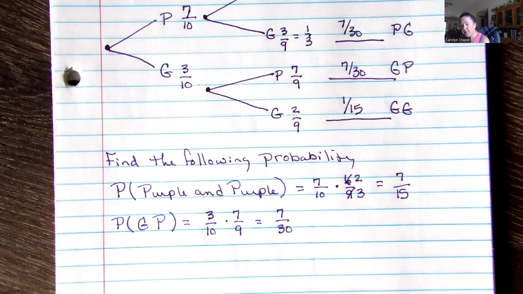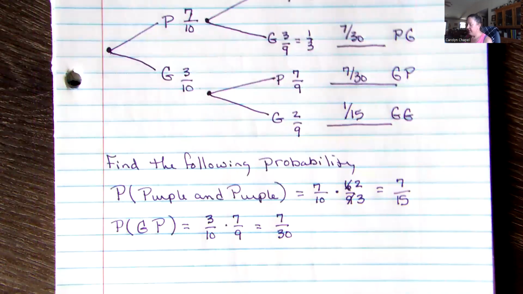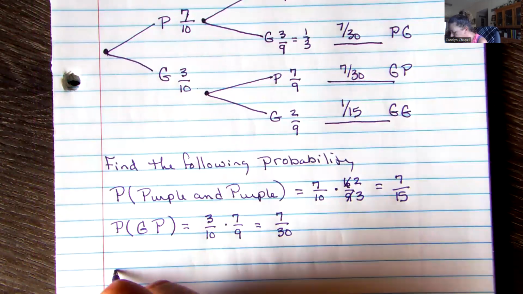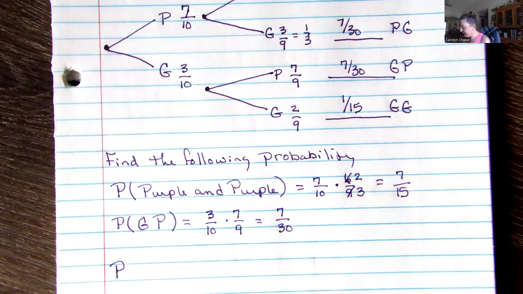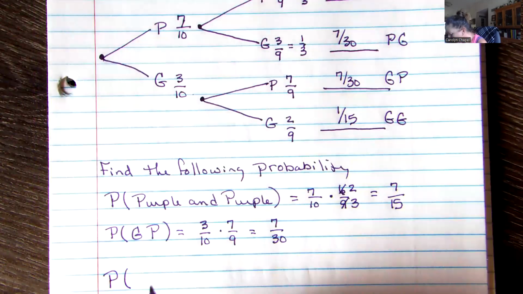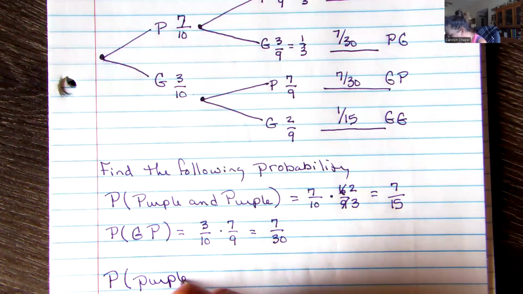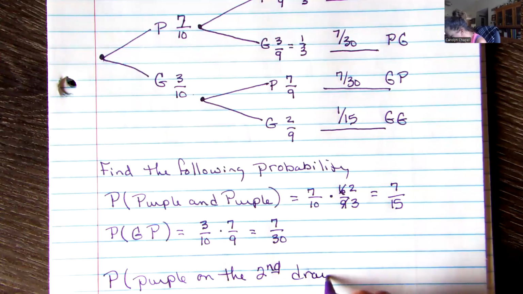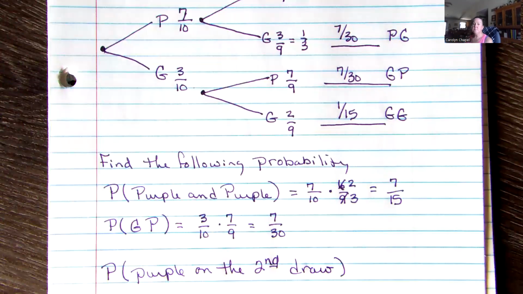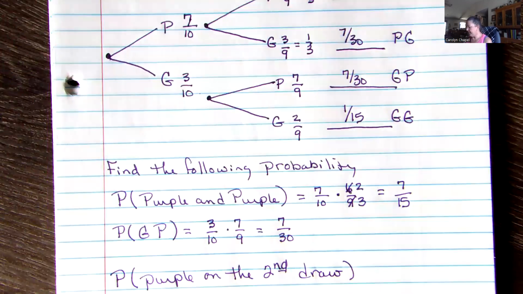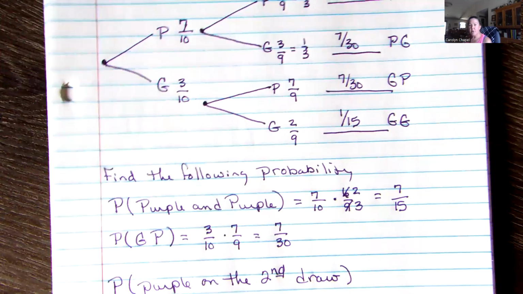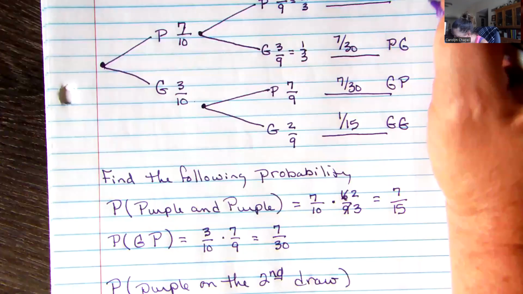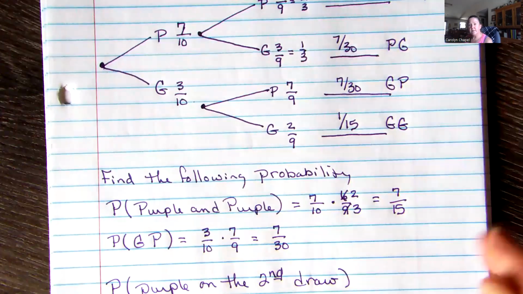All right, so I'm going to do a couple other pieces and see how we can figure this out. So let's say I want to find the probability that I got just a purple on the second draw. Oh boy. Well, purple on the second draw, well, that happened here. I'm going to kind of star it, put it there.